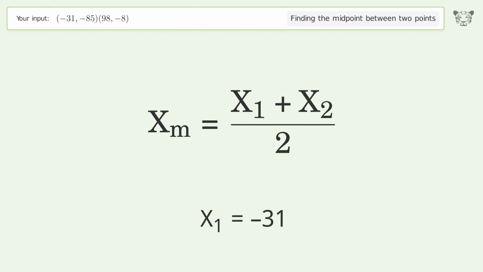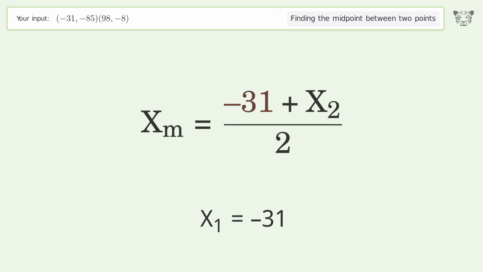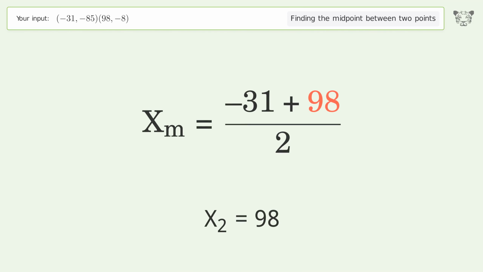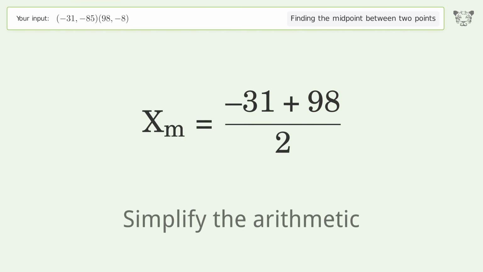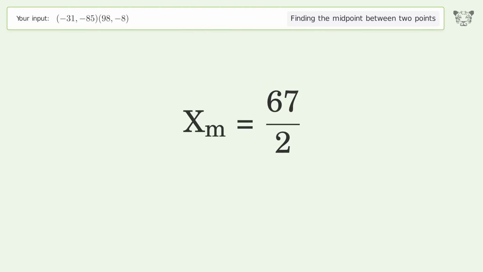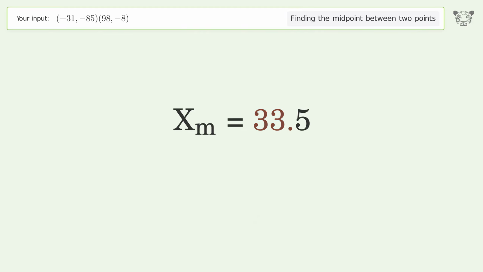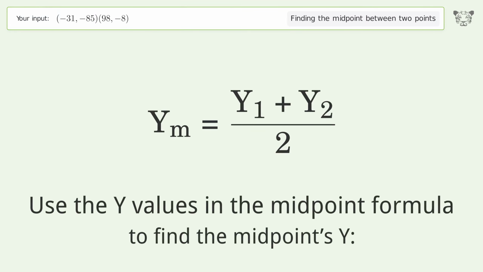x1 equals negative 31. x2 equals 98. Simplify the arithmetic. Use the y values in the midpoint formula to find the midpoint's y.